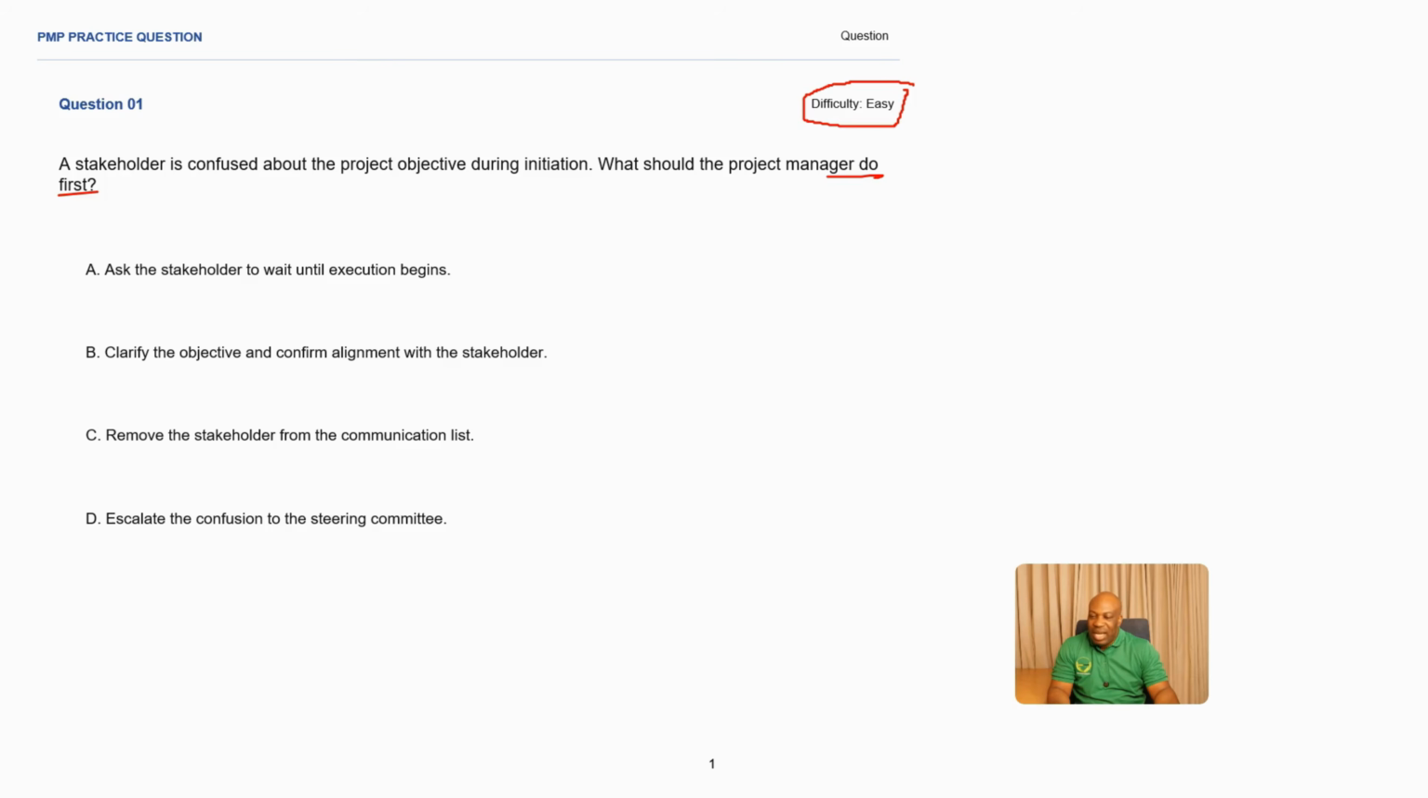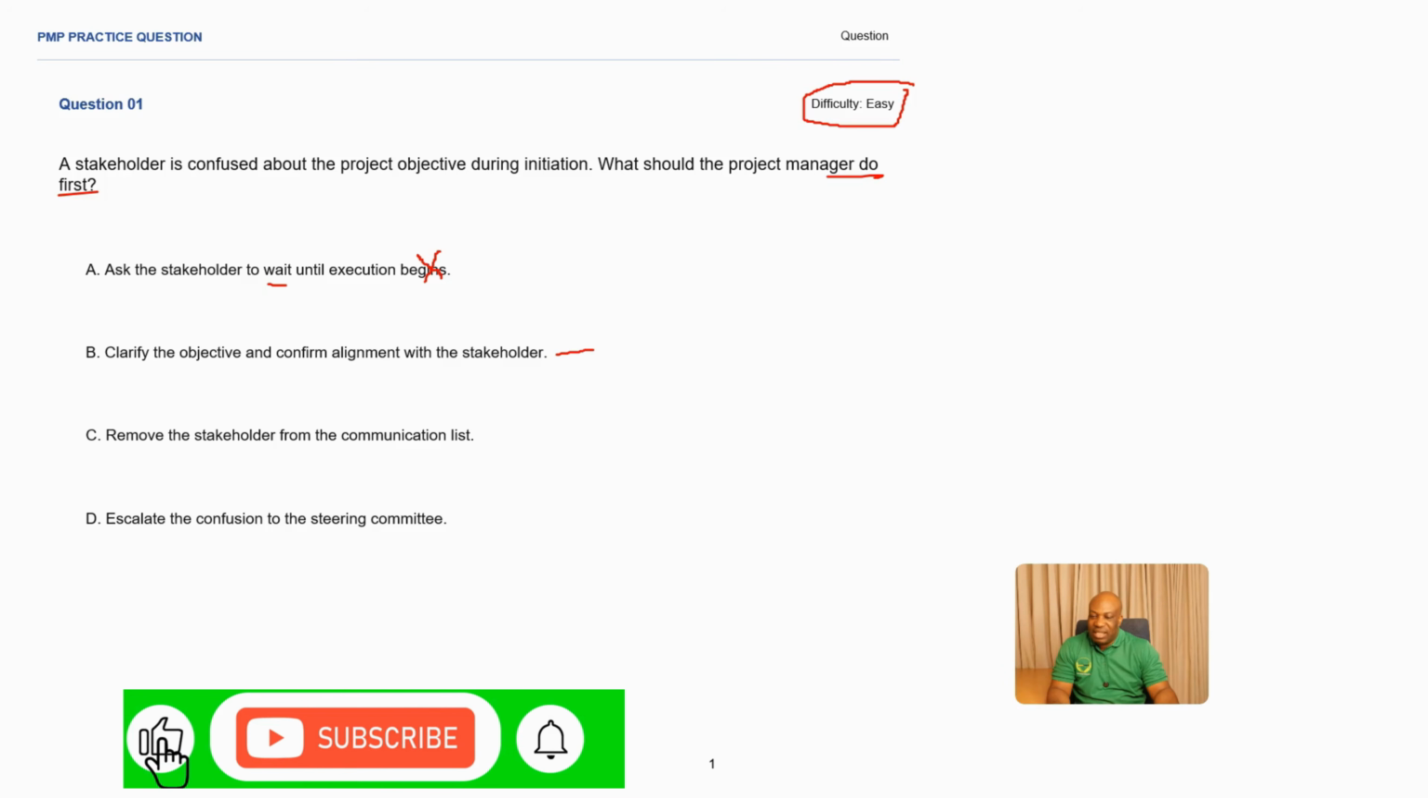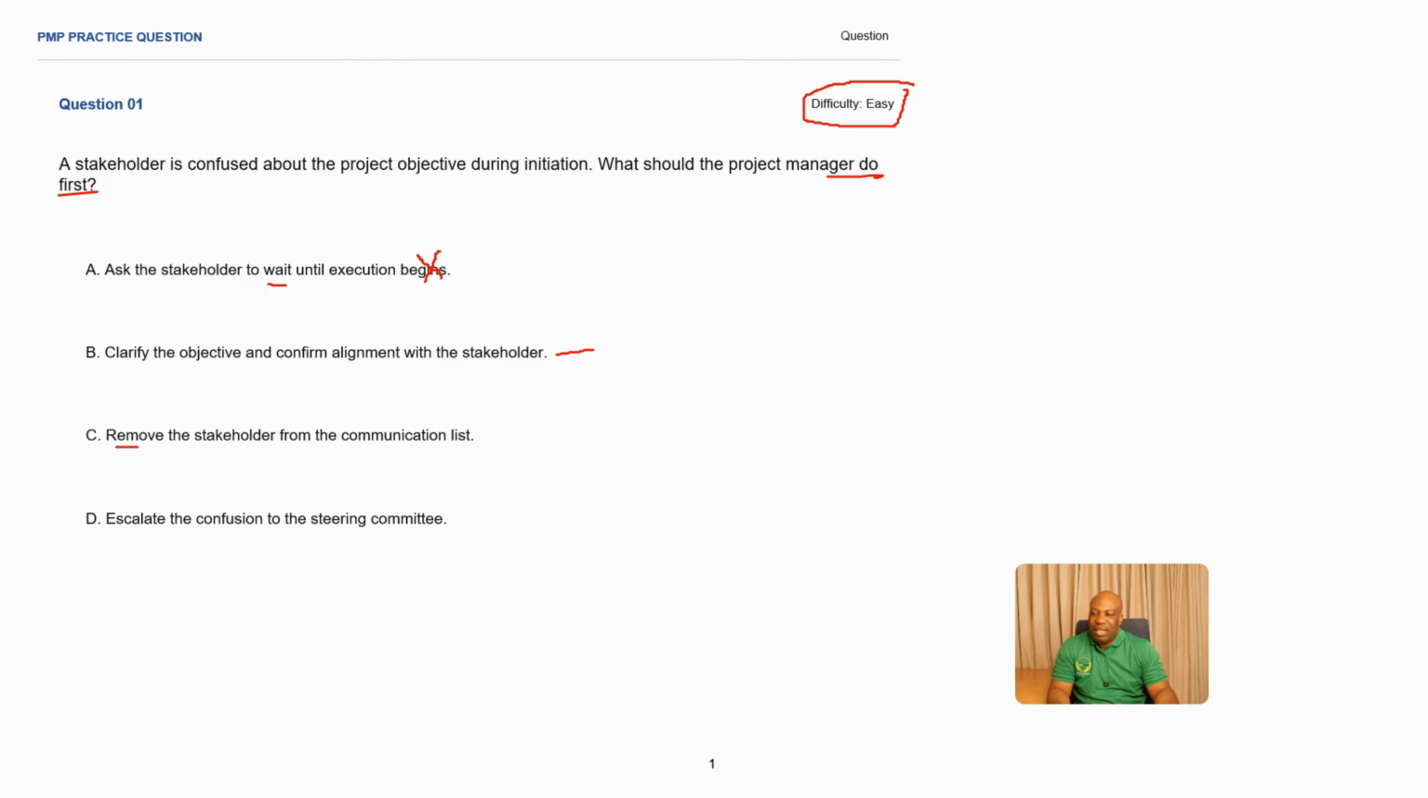Option A, ask the stakeholder to wait until execution begins. By way of the right mindset, if you see something to do with wait, it means you're delaying the project. So that makes this option not a good answer. Option B, clarify the objective and confirm alignment with the stakeholder. This one makes sense. Option C, remove the stakeholder from the communication list. You don't just go and remove stakeholders from the communication list because they are confused about project objectives. So this makes this answer incorrect.